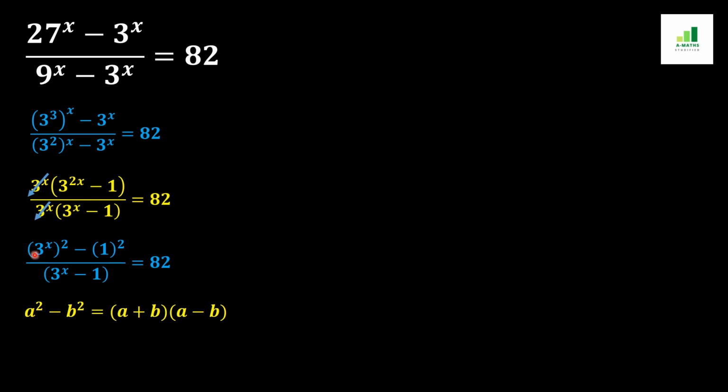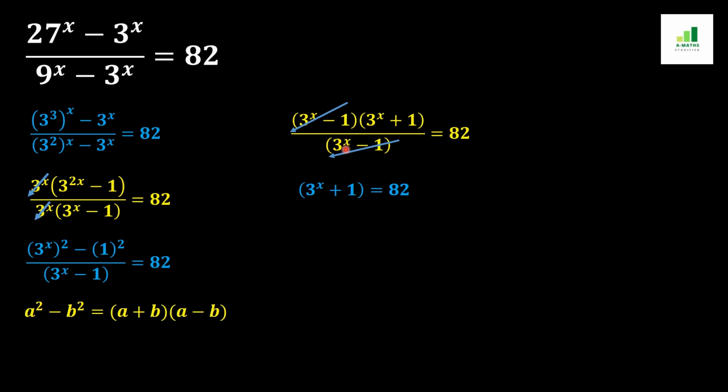If we consider 3^x as a, which has power square, and this 1 will be equal to b, also having power square, then this formula can be expanded from the a squared minus b squared formula as (3^x minus 1) times (3^x plus 1), and the denominator and remaining part of the equation will remain the same. Now this 3^x minus 1 and this 3^x minus 1 will cancel out, and after cancelling both values, we will get 3^x plus 1 equal to 82.